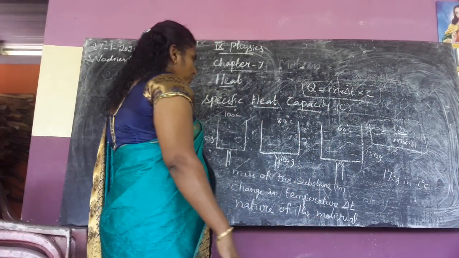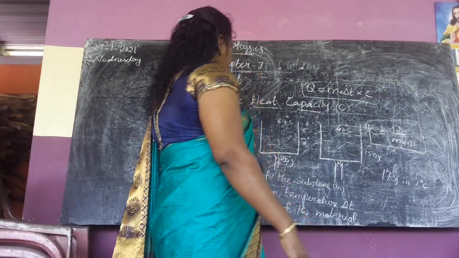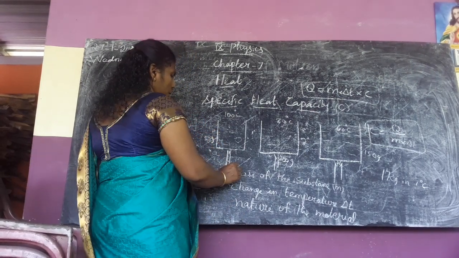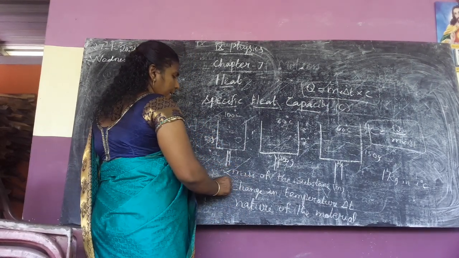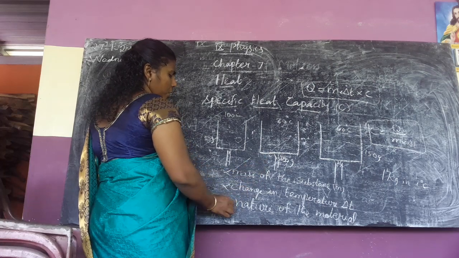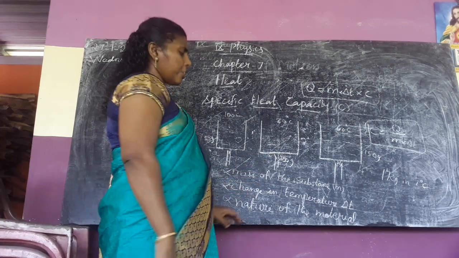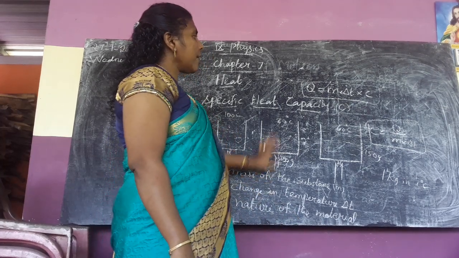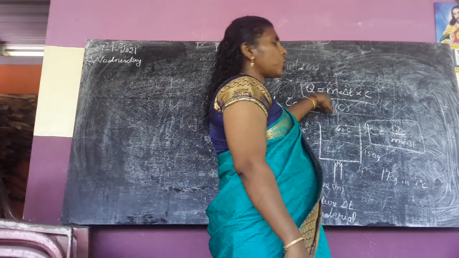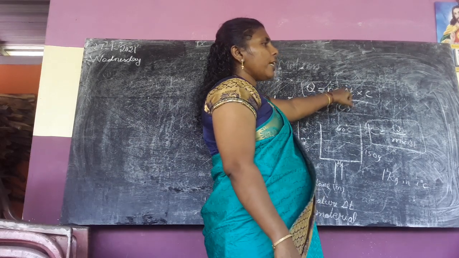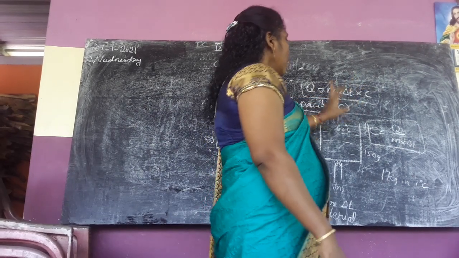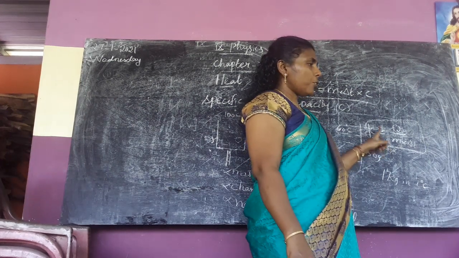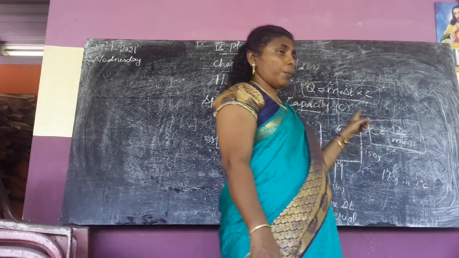From this we can find that the heat transfer is proportional to the mass of the substance, proportional to the change in temperature, and proportional to the nature of the material. So from these three we can conclude the formula Q equals M into delta T into C. Through that, we can find the specific heat capacity formula.